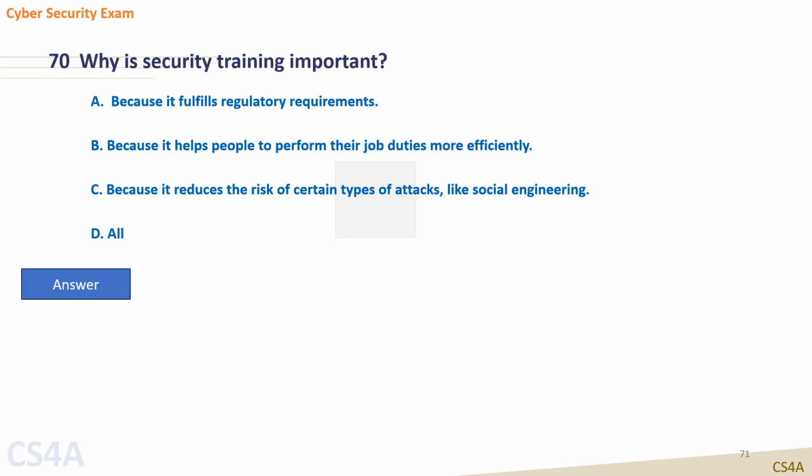Here the question is, why is security training important? So options are because it fulfills regulatory requirement, no, and because it helps people to perform their job duties more efficiently, no, that is not correct. Because it reduces the risk of certain types of attack like social engineering. Yeah, this is the correct answer.